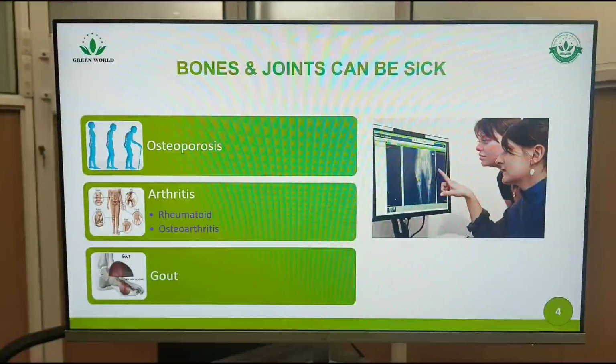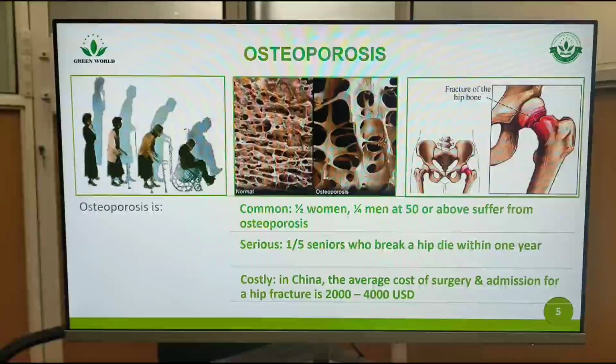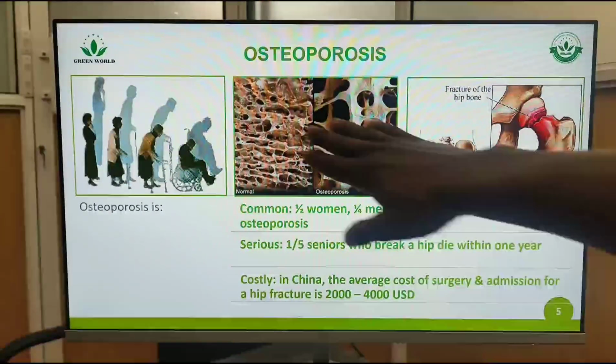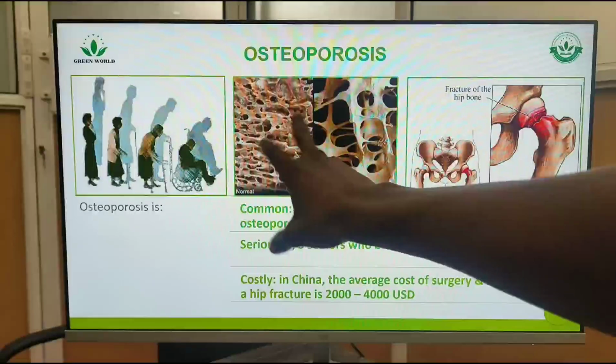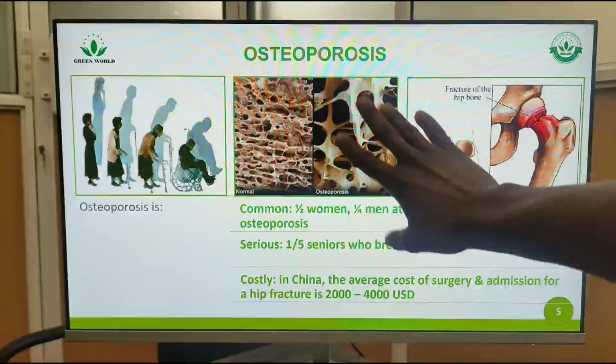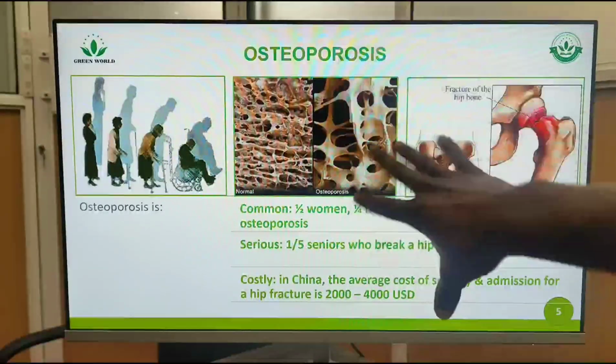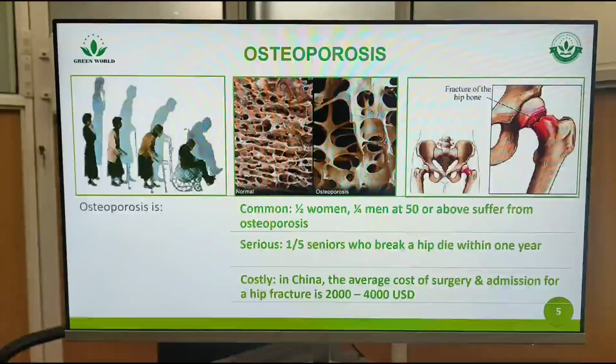Okay, gout. Now let's start with the first one, osteoporosis, from the words porous bones or weak bones. Now mostly you find this one is caused due to calcium deficiency. When there is a deficit of calcium in your body, your bones become porous. This is a normal bone with small cavities. Now this one is a porous bone. With calcium deficiency, the bones become fragile, they become weak.